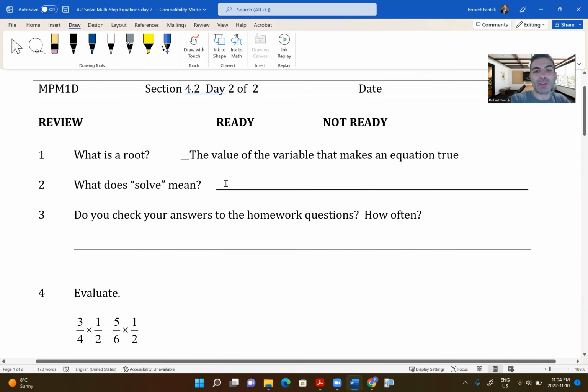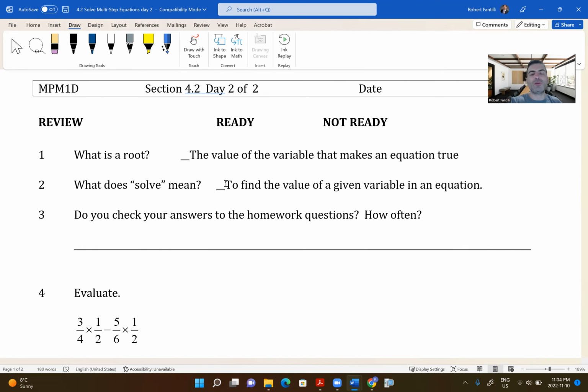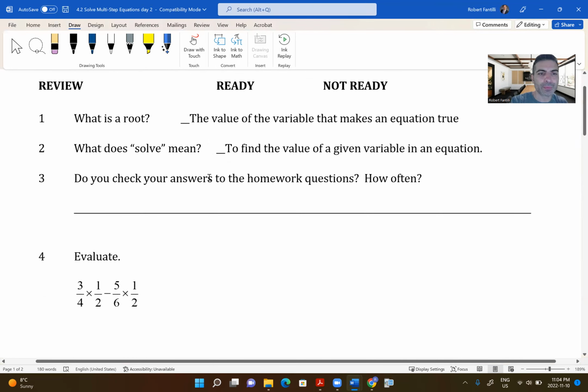What does solve mean? Solve means to find the value of a given variable in an equation. Okay, so to solve means to find the root, basically. And what is the root? The root is the value for the variable that makes the equation true.